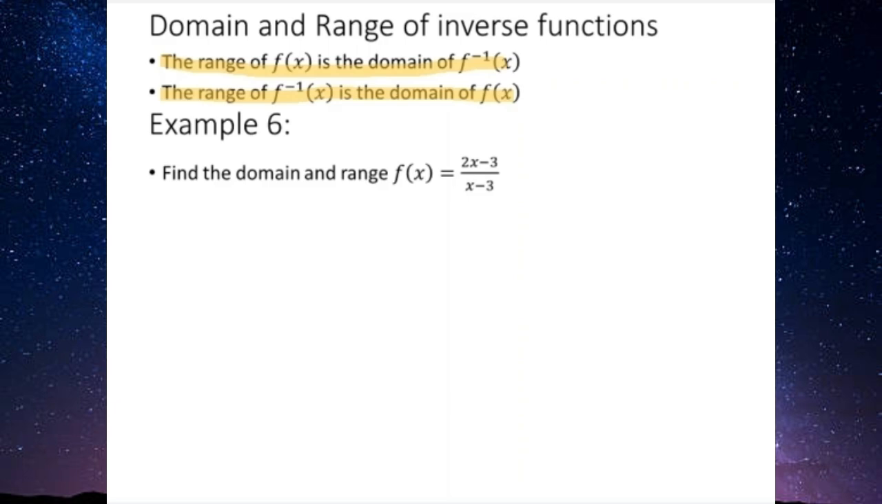If we take a look at f of x equals 2x minus 3 over x minus 3, if we were to find the domain of f of x, we know the one number we can't divide by is 0.